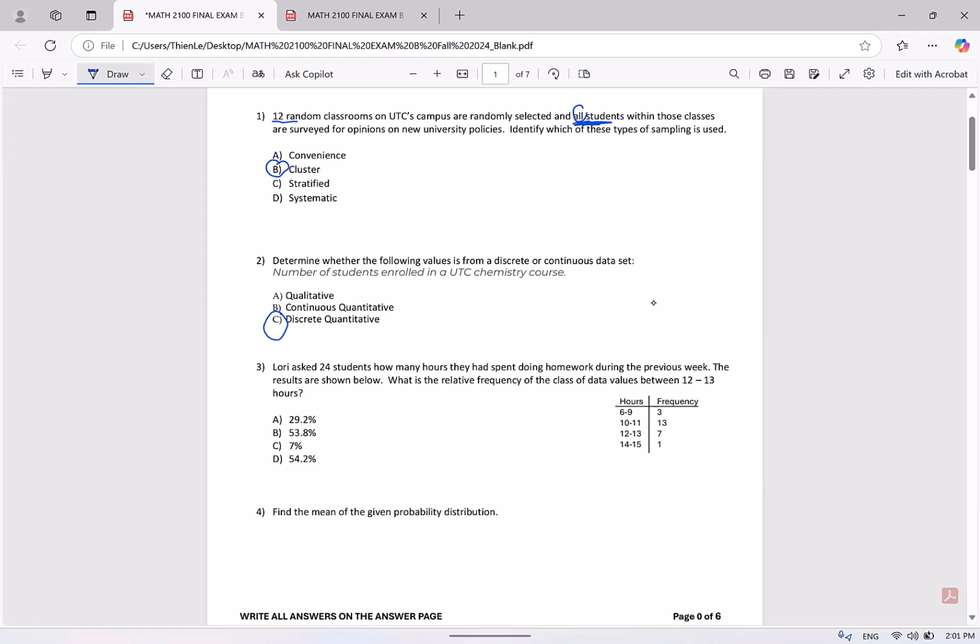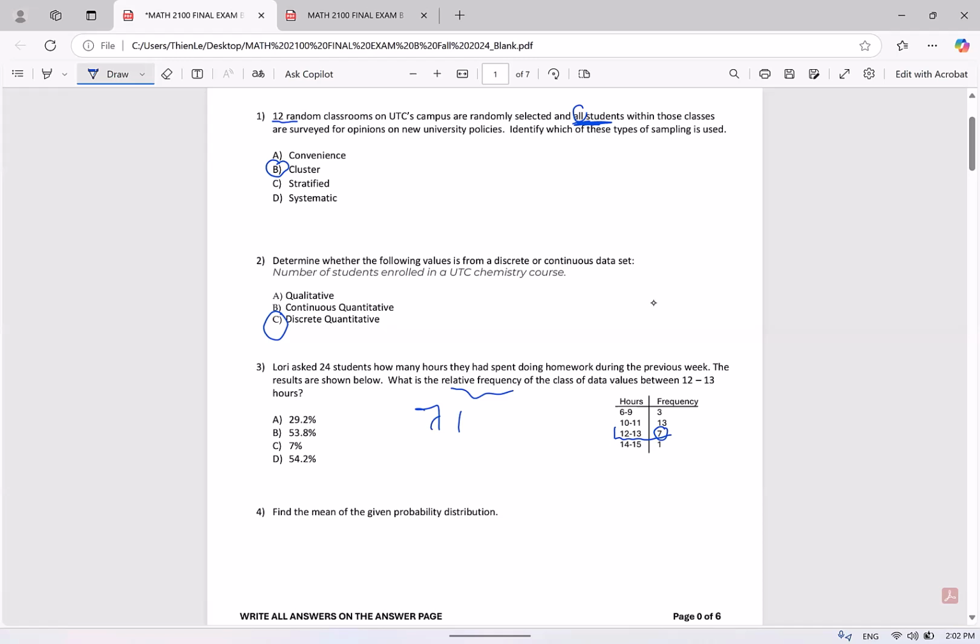So you just first look at between 12 and 13, how many students you have, right? So here you have 7 students. So what is the relative frequency? Relative frequency is defined by the frequency divided by the total. Here the frequency for this class is 7, so it will be 7 divided by the total.